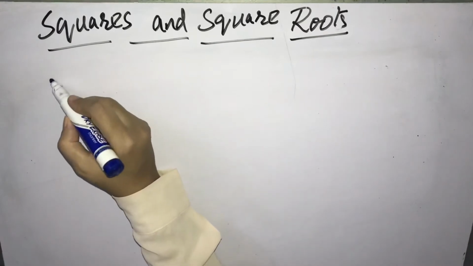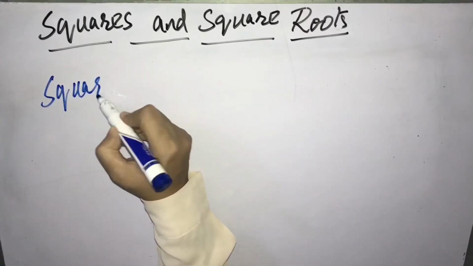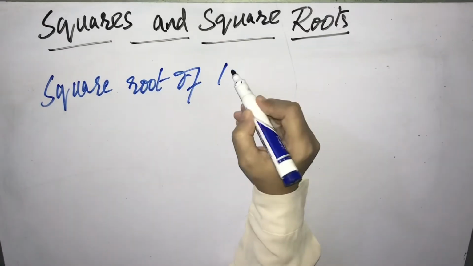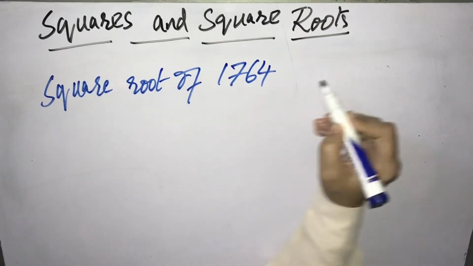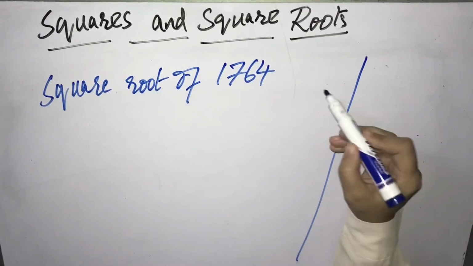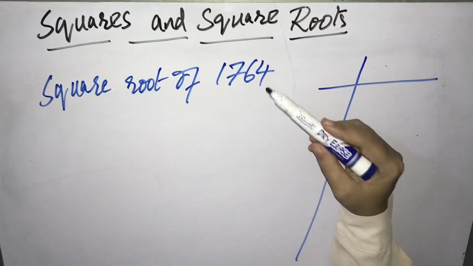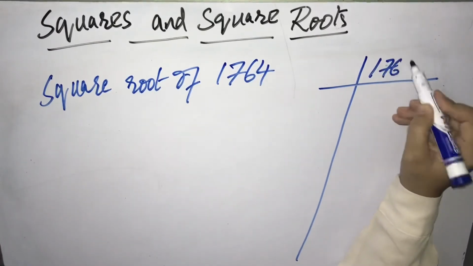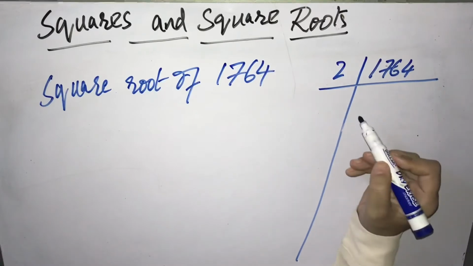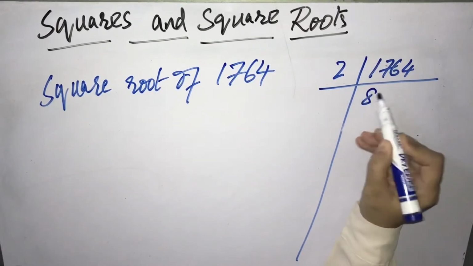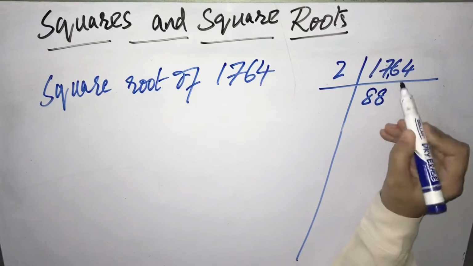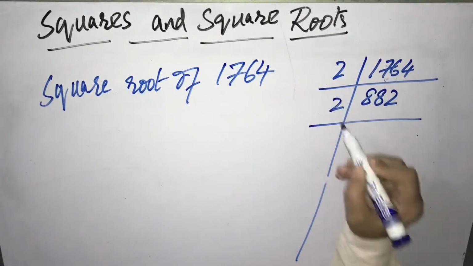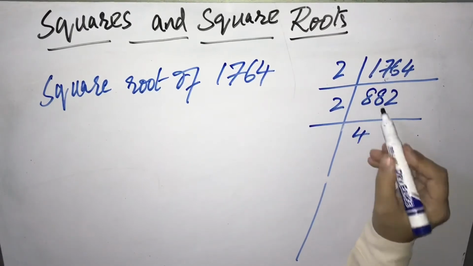Next example, square root of 1764. Making the ladder. As it's not possible to find that number whose square is this, so we have to make the ladder and make the prime factors. Starting with 2, 2 8s are 16, again 2 8s are 16 and 2 2s are 4. Until our number is even, we shall stay with 2, 2 4s are 8, 2 4s are 8.